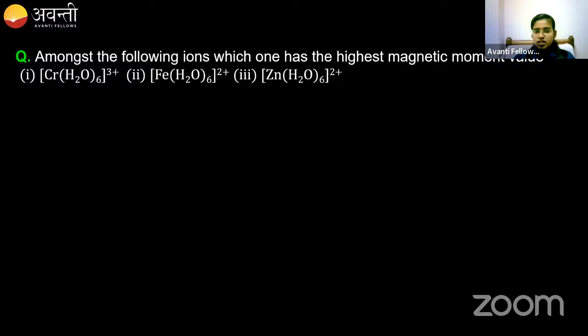Okay, so the question is, among the following ions, which one has the highest magnetic moment value? There are three complexes given to you and you need to find out which one has the highest magnetic moment. What is meant by magnetic moment? The mu value we need to find out. The one having the highest number of unpaired electrons will have the highest magnetic moment, right? So you need to find out the number of unpaired electrons for all these metal ions.